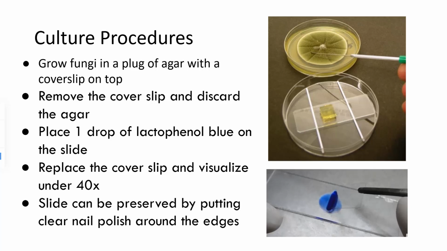Culture procedures. So this is the slide culture method. Sometimes we don't want to inoculate an entire plate. We don't want to inoculate a slant or a tube. We want to just look at a small growth of one colony of the organism. We can create a slide colony or a slide culture for that purpose.